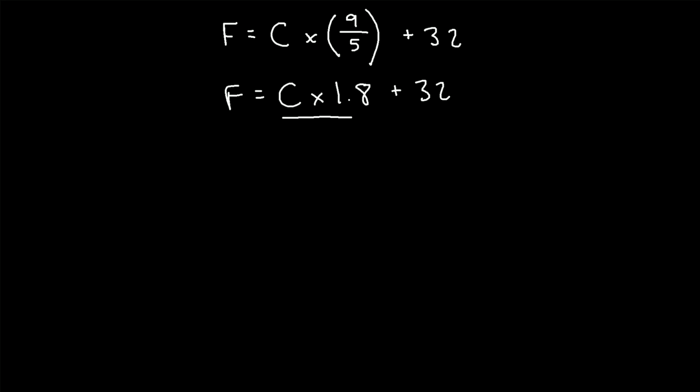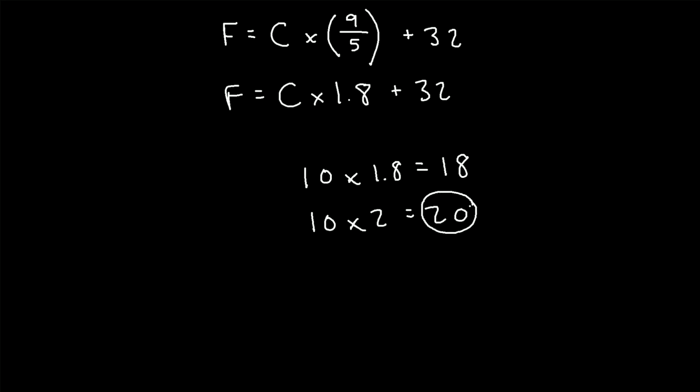It turns out that when you multiply a number by 1.8, that's the same as doubling the number and then taking away 10%. So to prove that, suppose that we're given a Celsius value of 10. 10 times 1.8, that turns out to be 18. But another way to get this same answer is to take 10 and double it, so multiply it by 2, which is 20, and then take away 10% from this answer right here.